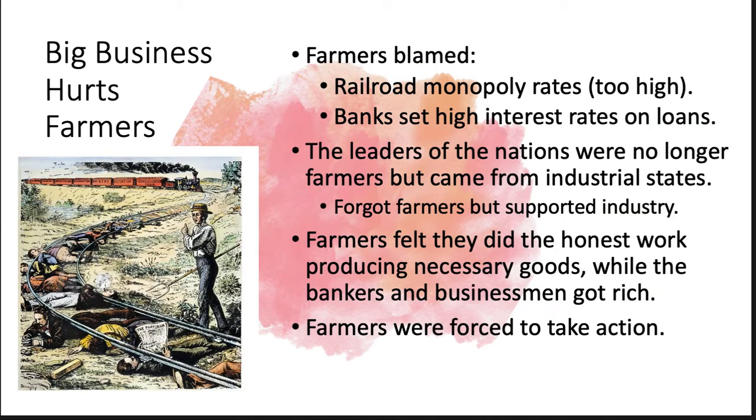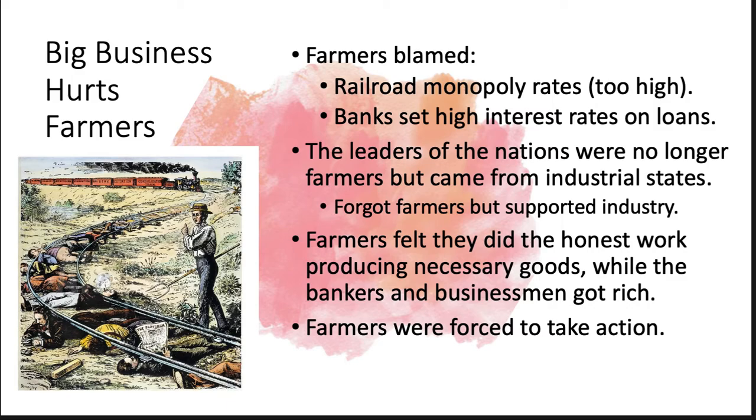On top of all of these facts, it just keeps getting worse. Big business is going to start to hurt farmers as well. Farmers are going to blame the railroad monopolies who put their rates too high. Now, farmers rely heavily on the railroads to move their products. They need it. Somebody's got to move it from the west back to the east coast, okay? And the railroad monopoly had set their rate to move that product too high, and that's hurting the farmers who are already hurting.